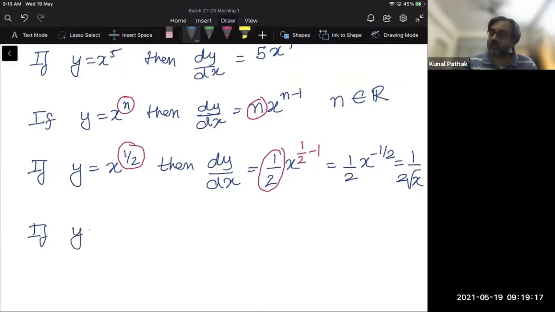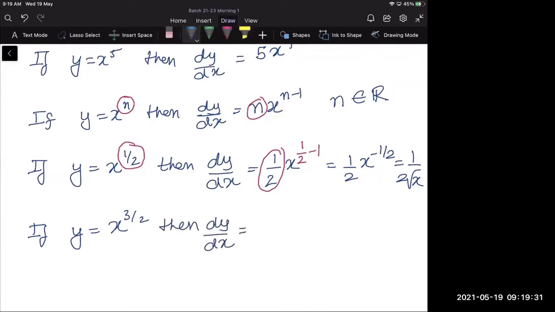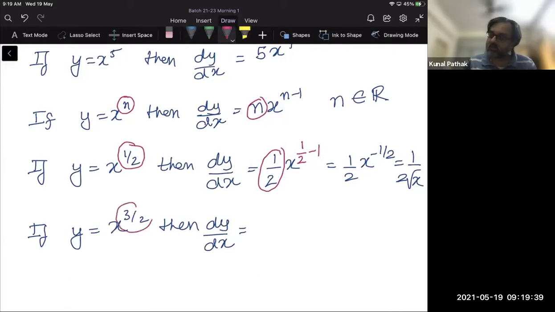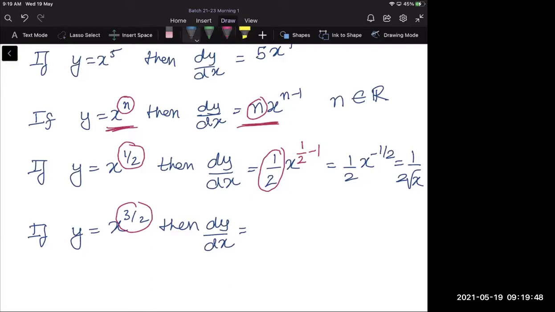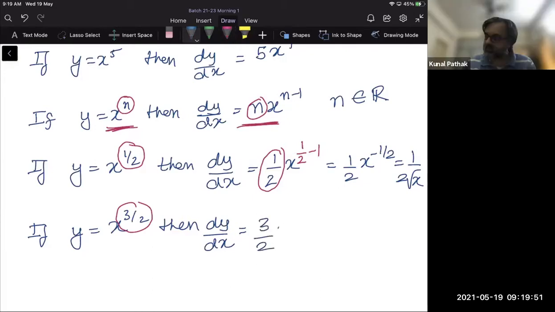Okay. If y is equal to x raised to the power 3 by 2, then Venkatesh. Yes, sir. Dy by dx will be how much? Look at the number here. What are you supposed to do with this number? Exactly the same thing which has happened here. 3 by 2 x raised to... Now you have to carry out a subtraction. That's all.